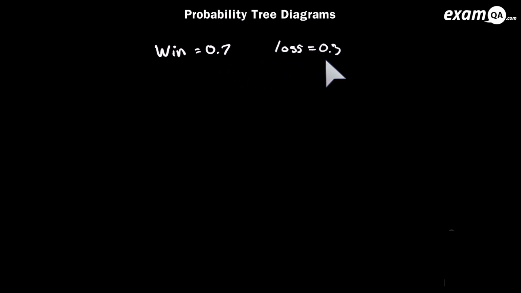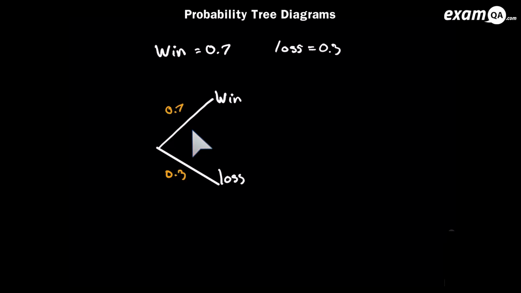Now, how do we make this into a tree diagram? So the scenario is that I'm going to play 2 games of badminton. Let's do the first part of the tree diagram to represent my first game. So at the end of the lines, we write the outcome, win or loss. And along the lines, we write the probability. And that's my first game done.